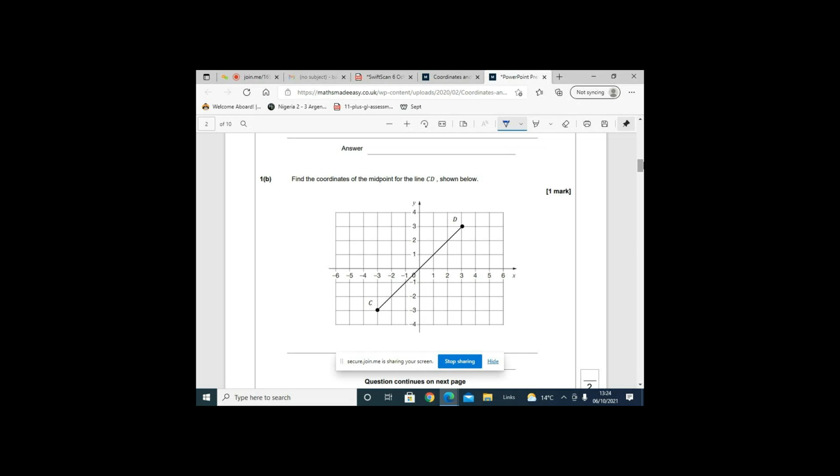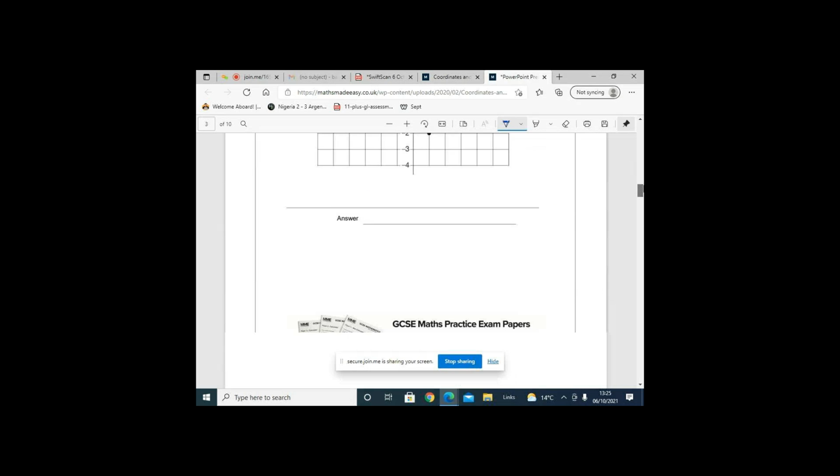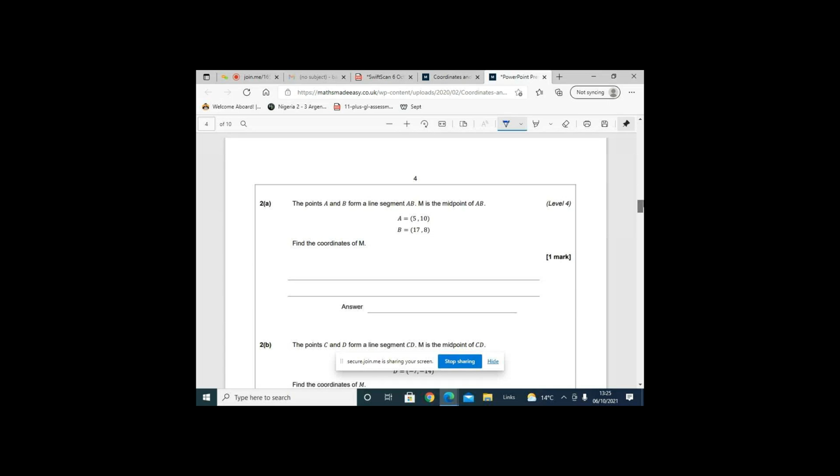Find the coordinates of the midpoint of CD. So 1, 2, 3, 4. 1, 2, 3. 1, 2, 3. It will be 0, 0. Or something like that. 0, 0. Yes, you are right. So which method did you use? Any one you use, that is 0, 0.